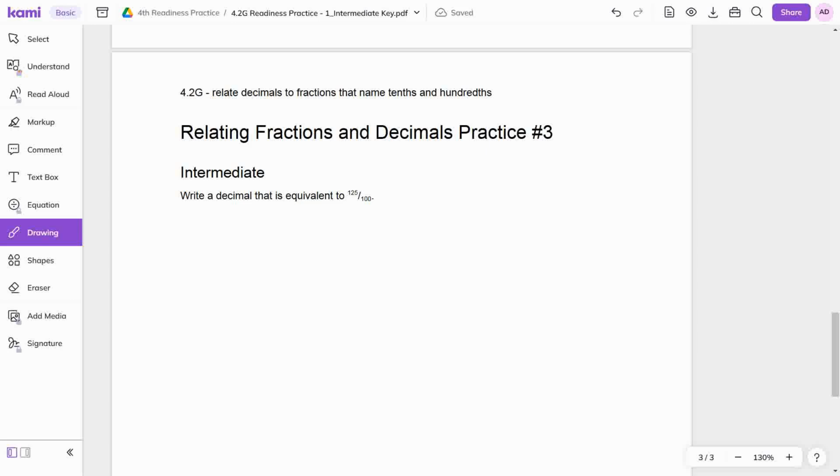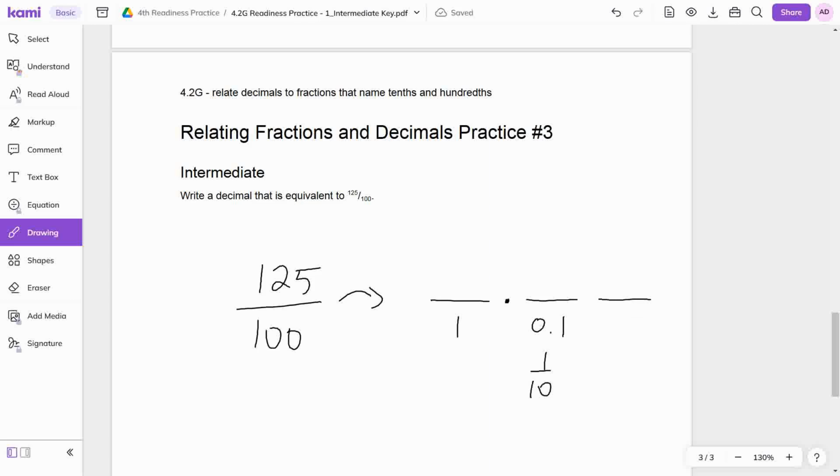Now, for number 3, we need to do the opposite. We are starting with an improper fraction here. So I've got 125/100. I need to turn that into a decimal. Well, let's turn this into a place value chart. So I'm going to write a place value chart. You always need a ones place. Even if there's nothing there, you're going to put a 0. And so I'm going to go ahead and put my tenths here. Then I'm going to put my hundredths right here.